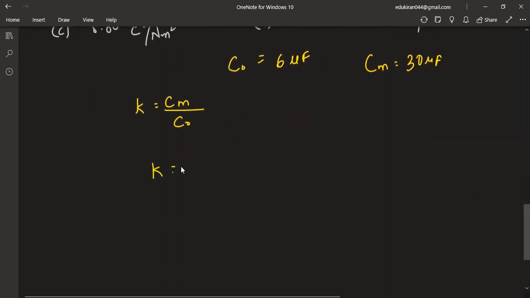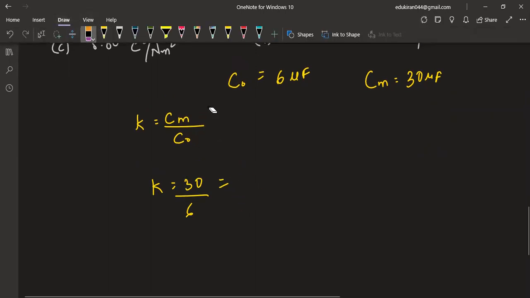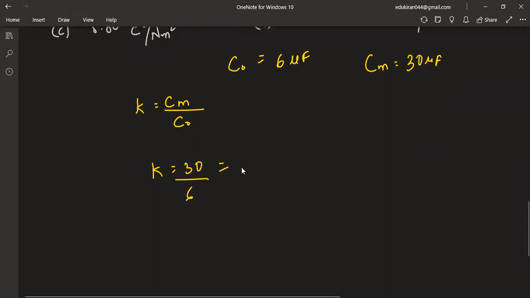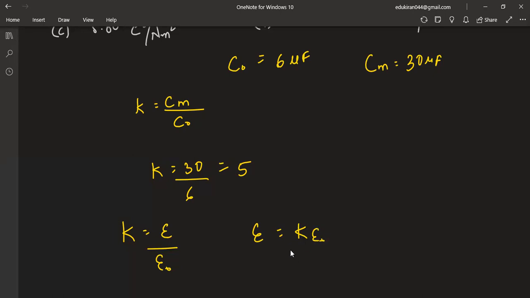So see, dielectric constant will be what? 30 by 6, that is K, which is 5. This was the answer which you all were giving. So this is K. What do you have to find out? Permittivity. K is epsilon, means in medium, divided by epsilon naught. So epsilon will be K times epsilon naught.